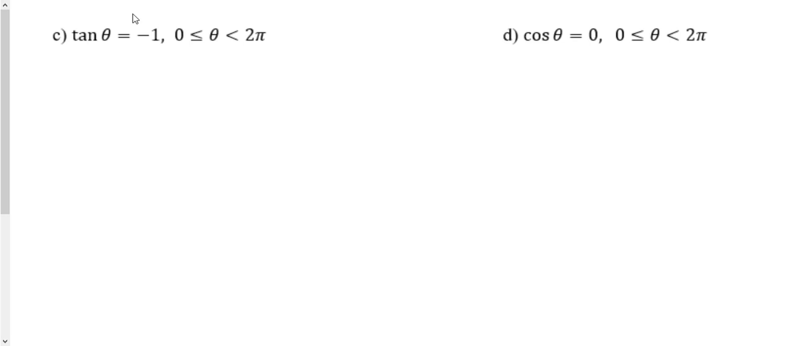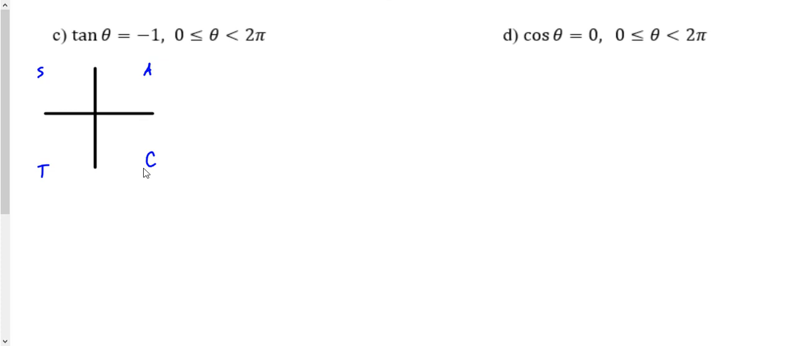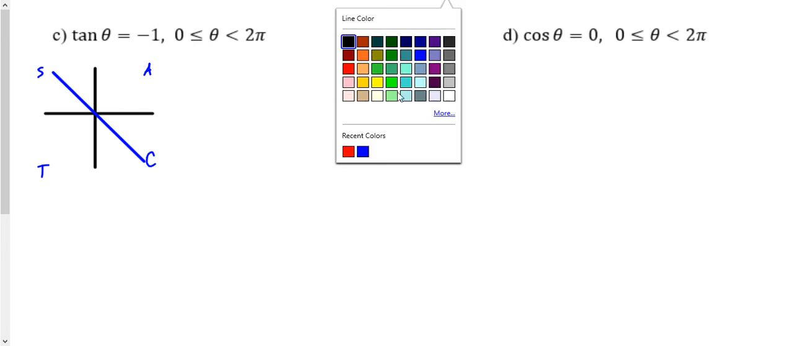In the next example, here we want to look for where tangent is negative. So which quadrants would tangent be negative? So let's sketch this out really quickly. Again, I'm going to superimpose my CAST rule, CAST, there we go. And the quadrant where tangent is negative is in quadrant 2 and quadrant 4. So I'm just going to draw a line down from 2 to 4. There we go.